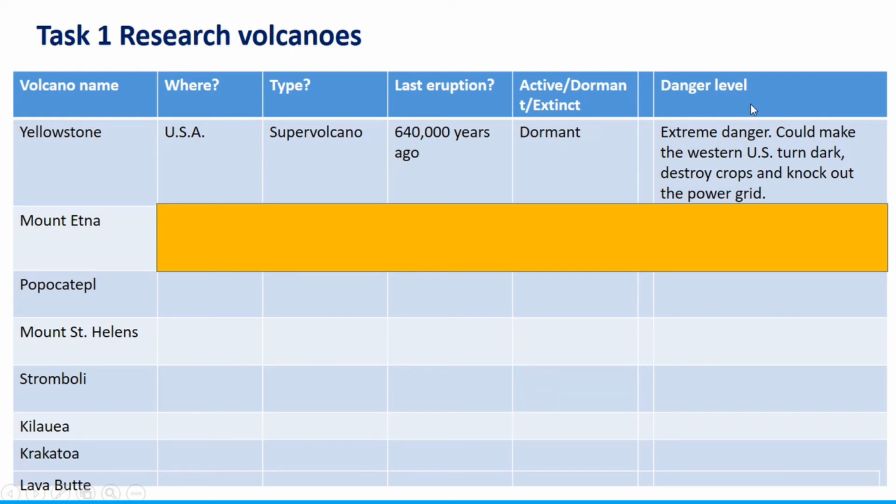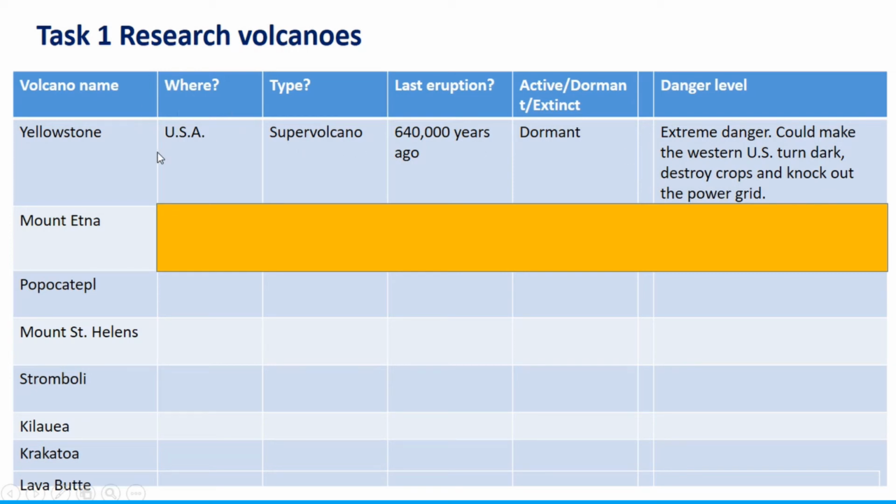What's the danger level? Now, this is the bit you're going to fill in, having done a bit of research. So I've done this one for you. This one is extreme danger. It could make the whole of the western United States turn dark. It could destroy crops and knock out the whole of the power grid. So how are you going to find out this information? Well, I'm going to show you.